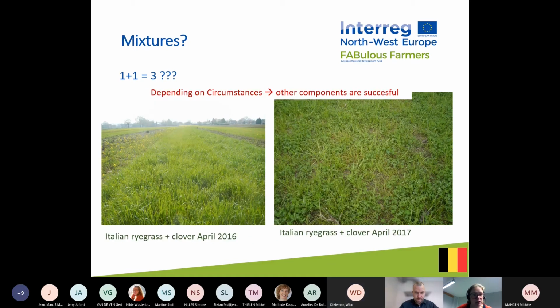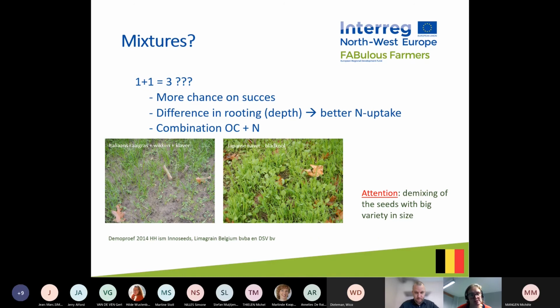But you have to pay attention: if you have a mixture and the seeds are not all of the same size, then you can have a demixing during the sowing process. So you really have to pay attention to that. You can make a perfect mixture on your farm, but due to the traffic to your fields, because of the bumping, it can demix again, and then you don't have a mixture on your field, but just, for example, grass on the one part and clover on the other part.